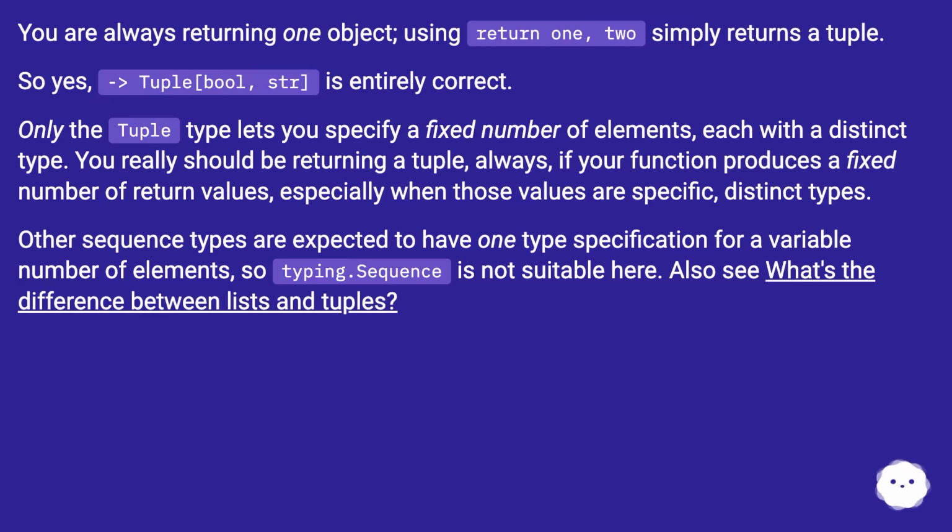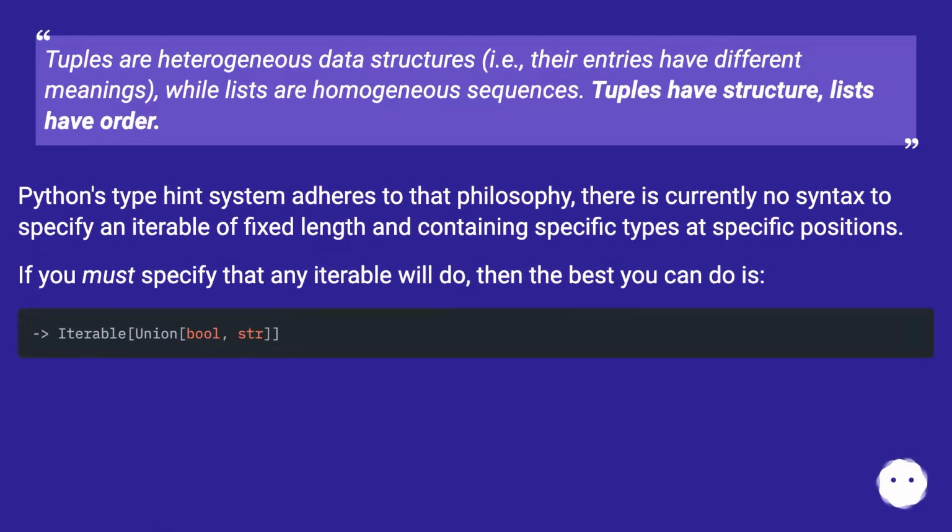Other sequence types are expected to have one type specification for a variable number of elements, so typing.Sequence is not suitable here. Also see what's the difference between lists and tuples. Tuples are heterogeneous data structures, i.e., their entries have different meanings, while lists are homogeneous sequences. Tuples have structure, lists have order. Python's type hint system adheres to that philosophy.